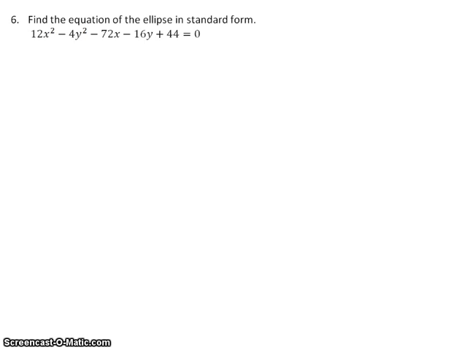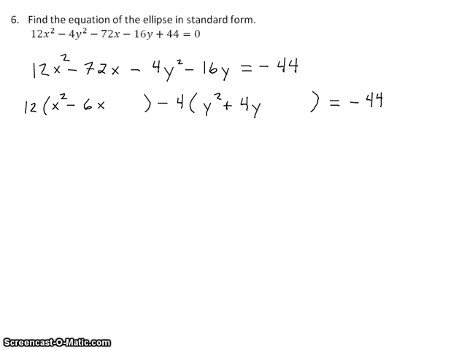Let's go ahead and group the x's with the x's, the y's with the y's. Pull that 44 on the right side. Okay, so now I want to complete the square, and in order to do so, my x squared has to have a coefficient of 1, my y squared needs to have a coefficient of 1. So I need to factor out my 12 from my x terms and my negative 4 from my y terms.